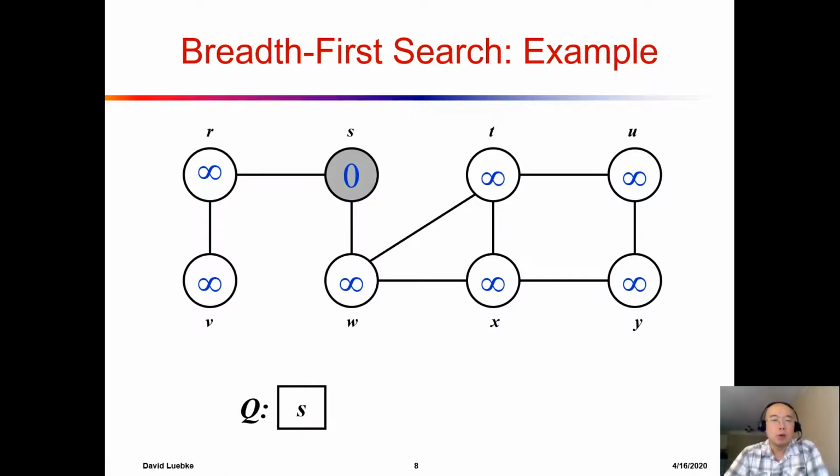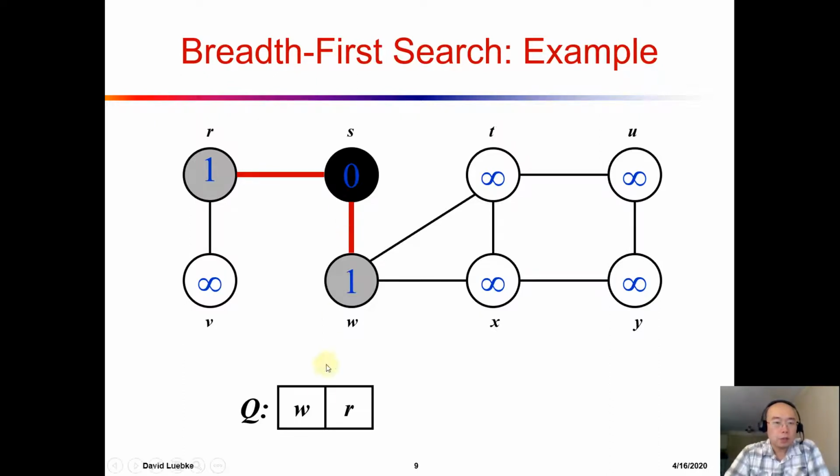white nodes. Okay, so we pop S, and then we explore all the adjacent white nodes, and then we have R and W. So we have W and R put into the queue, and then we highlight those two edges with red, saying those two edges will be used in the tree structure. And after that, S will be changed to black because now we have finished visiting S, and we have also finished exploring all the adjacent white nodes, right?